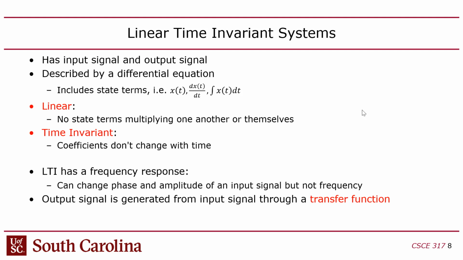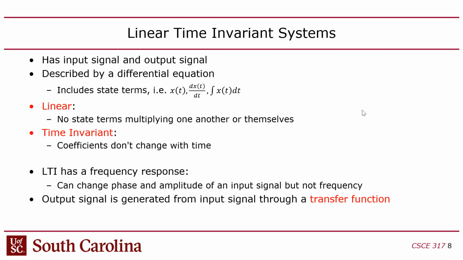Okay, so a lot of control theory, at least basic control theory, is based around these linear differential systems, LTIs, linear time invariant systems. So in other words, linear means that you can't have state terms. State terms are variables, or the derivative of variables, or the integral of variables. They can't be multiplied against one another. So that's what the linear means.